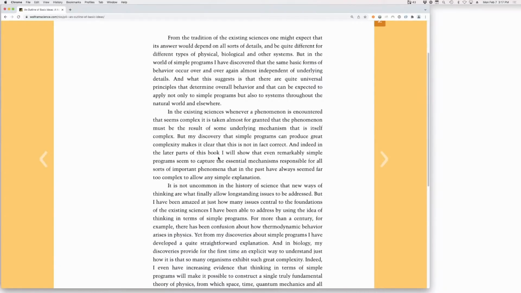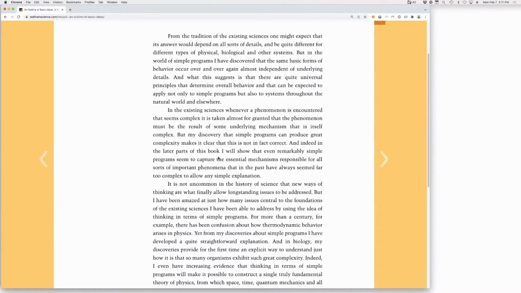In the existing sciences, whenever a phenomenon is encountered that seems complex, it's almost taken for granted that the phenomenon must be the result of some underlying mechanism that is itself complex. But my discovery that simple programs can produce great complexity makes it clear that this is in fact not correct. And indeed, in the later parts of this book, I will show that even remarkably simple programs seem to capture the essential mechanisms responsible for all sorts of important phenomena that in the past have always seemed far too complex to allow any simple explanation.